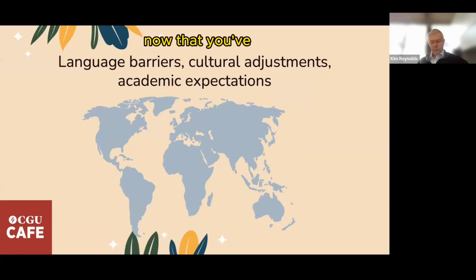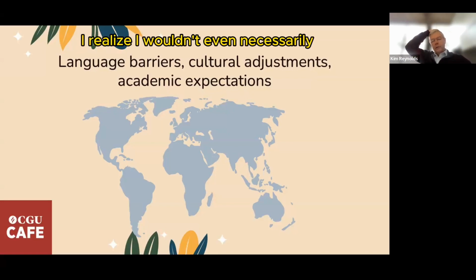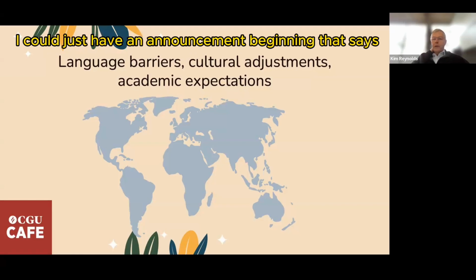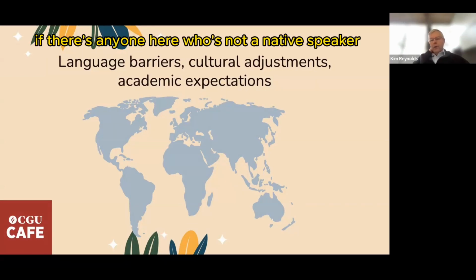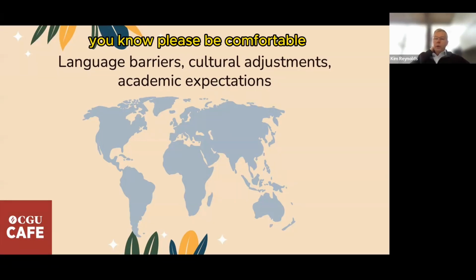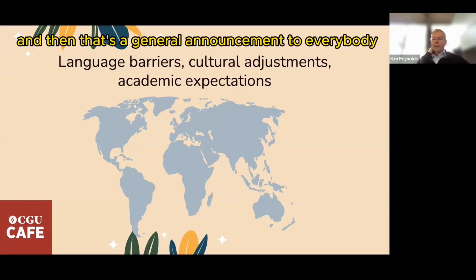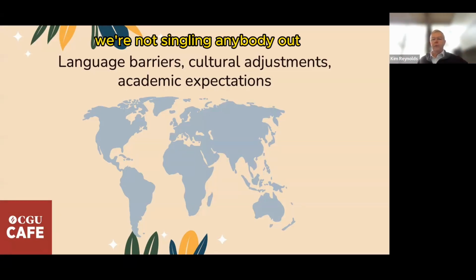Well, now that you've described this, I realize I wouldn't even necessarily need to know there are international students in the class. I could just have an announcement at the beginning that says, if there's anyone here who's not a native speaker, please be comfortable stopping me if I use a phrase that doesn't make sense. Something like that. And then that's a general announcement to everybody. We're not singling anybody out.